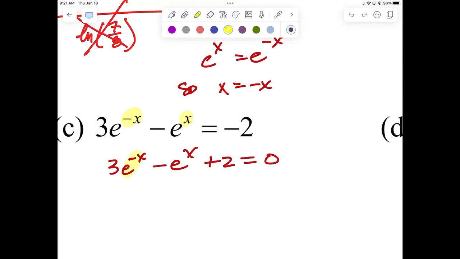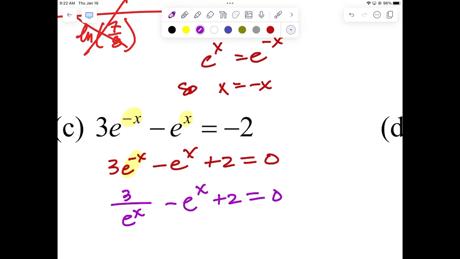How about this? Is there anything I can do with e to the negative x? I can bring it to the bottom. That's what you mean, right? Let's try that. So that's 3 over e to the x. Yes? 3 times e to the negative x is the same as 3 over e to the positive x, minus e to the x plus 2.